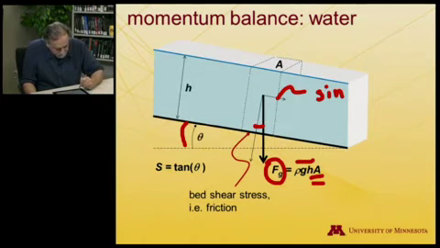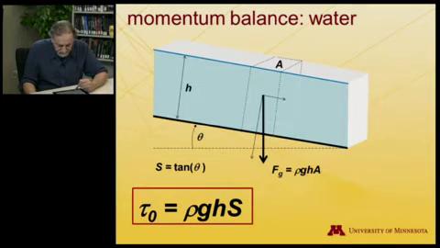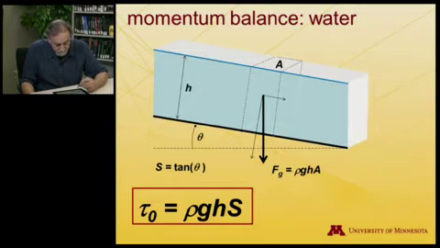And with all that, if we balance the two forces, we arrive at a very simple relation, which is that the shear stress is just equal to density times the gravitational acceleration times the depth times the slope. And I leave it to you, and I strongly urge you to do this, to work out and convince yourselves that this really is not only the force balance that I described, but that the units are correct. So you should always check that.